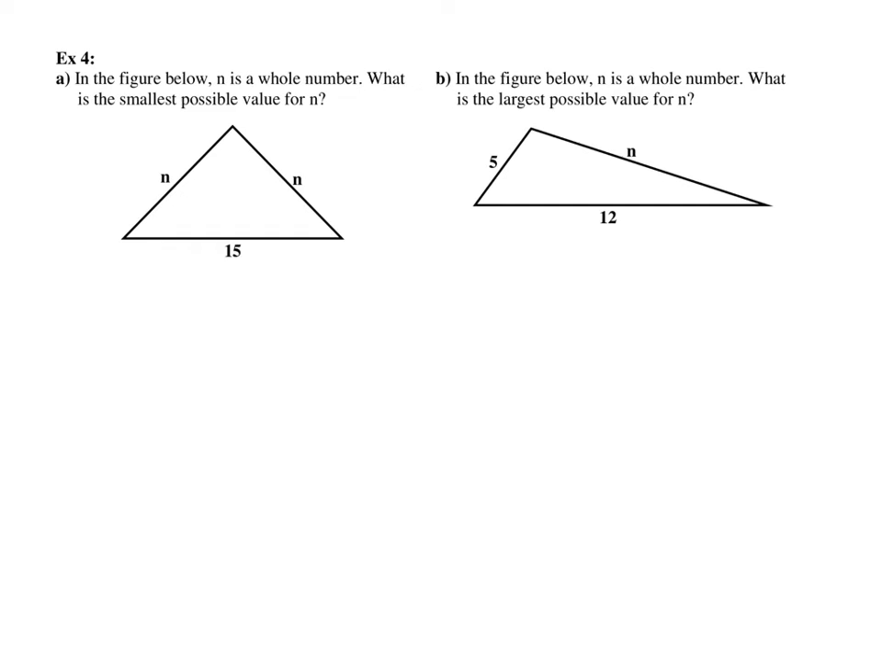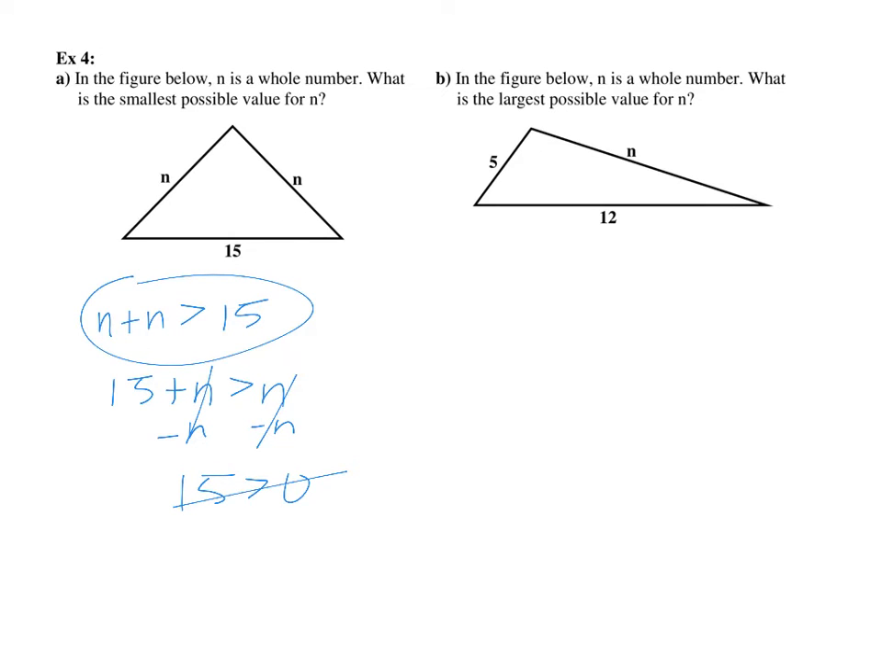All right, in the figure below, n is a whole number. What is the smallest possible value for n? Okay, let's come up with all the different scenarios here. Then I have 15 plus n is greater than n. And I could rewrite the same thing again, but I would just be repeating myself. So here if I subtract n, it just disappears, and that doesn't help me at all, so I don't need to use that information. This is the key setup here that's going to help me answer the problem. So I have 2n is greater than 15, divide by 2, and n has to be greater than 7.5.